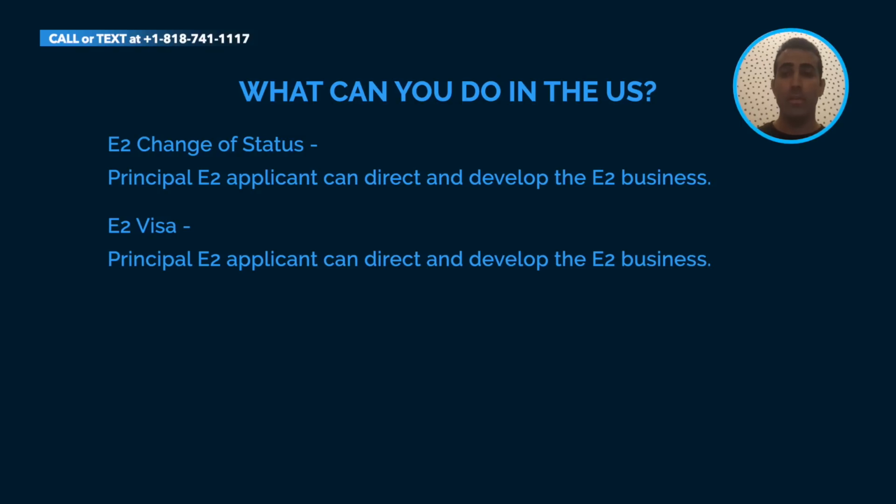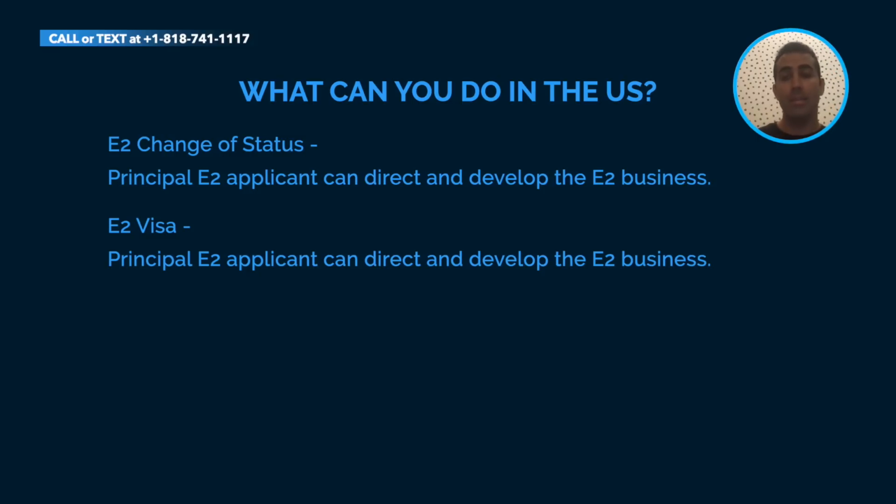Well, the spouse of an E2 visa holder and the spouse of somebody that does an E2 change of status, assuming the spouse also gets their E2, they have the authorization to work essentially in any lawful capacity in the United States. So the spouse of an E2 visa holder actually gets, in some ways, greater benefits than the principal applicant, because the spouse of an E2 visa holder that has their own E2 status gets work authorization to work for any employer.